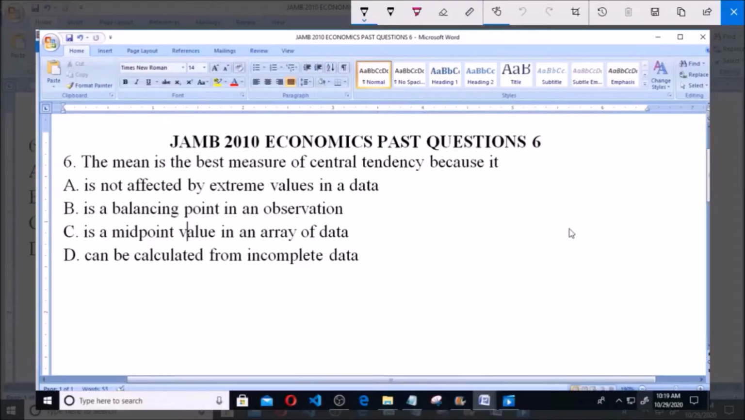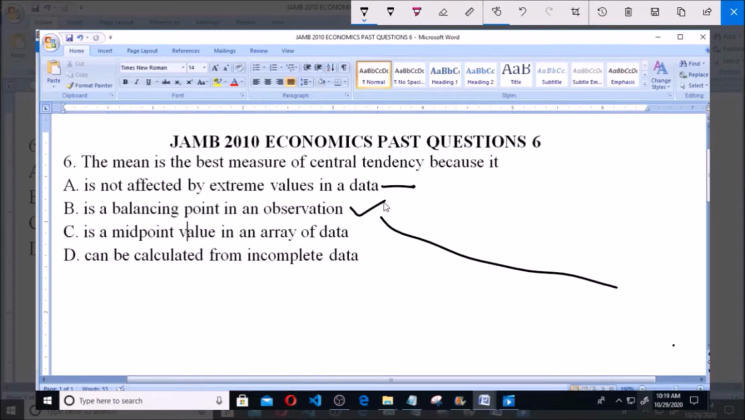JAMB 2010 Economics Past Question 6. The mean is the best measure of central tendency because: A, it is not affected by extreme values in a data. That's not the correct answer. B, it is a balancing point in observation. Yes, the mean deals with an observation.